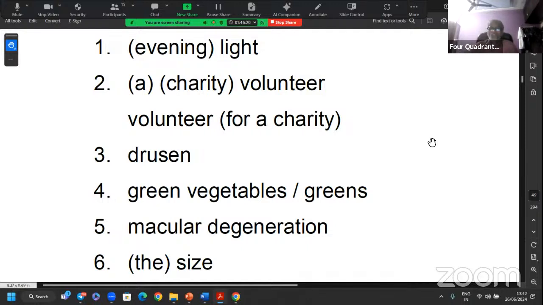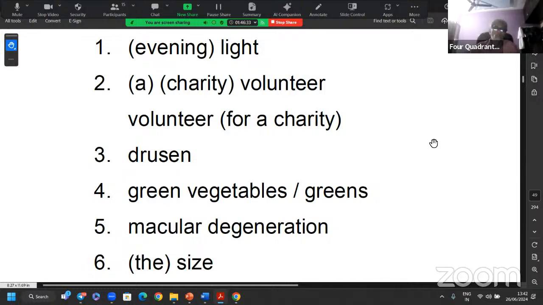First answer, light is enough. Evening is there or not, no problem. If it is there, it's okay. If it is not there also, it's okay because it is in brackets. Second one is volunteer. A charity, in brackets, no need. Volunteer is there, that's fine. Others, a volunteer or charity volunteer or a charity volunteer, anything is okay.